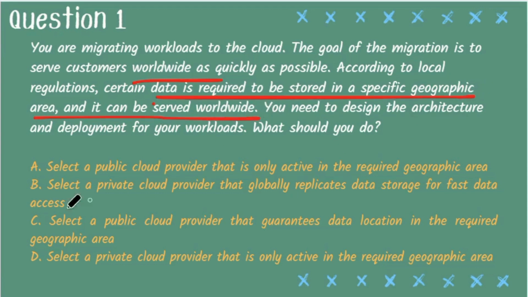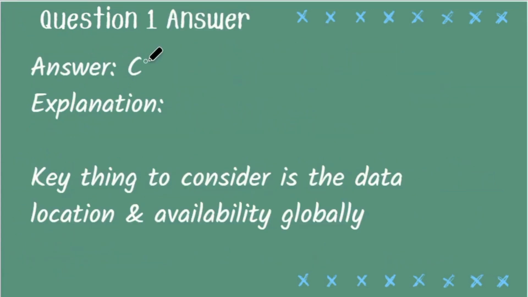So straight away you know that it cannot be a private cloud provider, because a private cloud provider will not be serving the general public. And the second thing, a public cloud provider that is active only in the required geographic area, then how are you going to serve the customers worldwide? So this is also ruled out. So we are only left with option C. If you just look at the explanation here that I've given, it will be more than obvious to you.